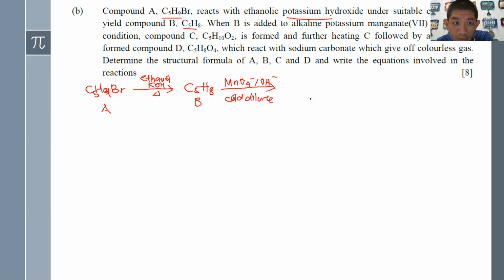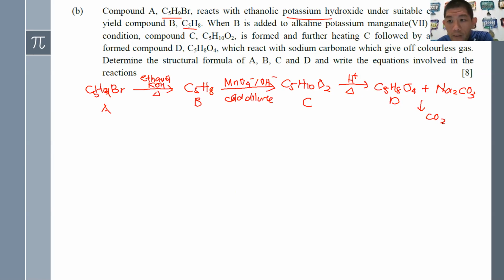So you form compound C with the formula C5H10O2. And then you further heat C, followed by acidification. Then you form C5H8O4, which is D. And this D can react with sodium carbonate, which gives off a colorless gas, CO2. So determine the structural formula of A, B, C, D, each of them 1 mark, and write the equation.